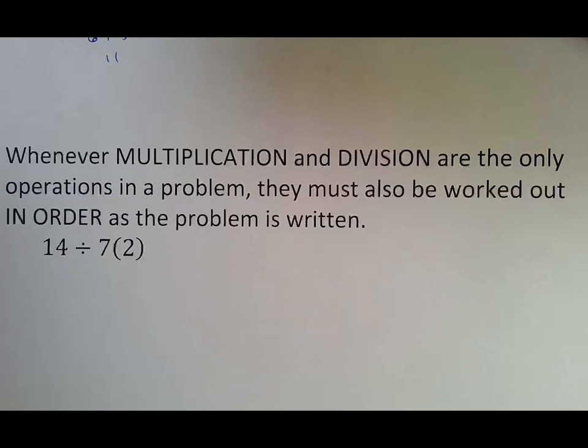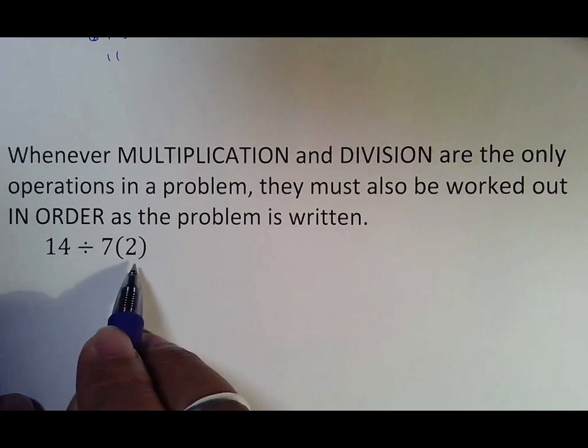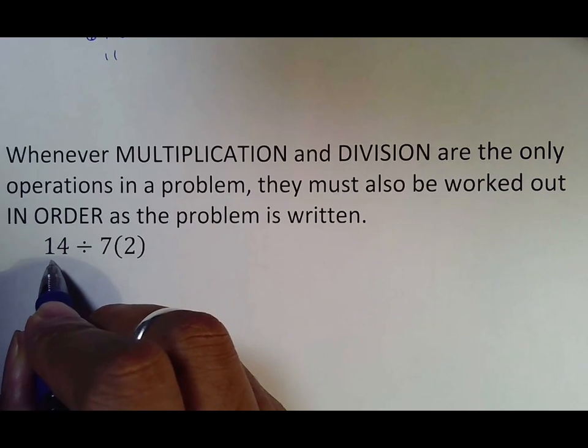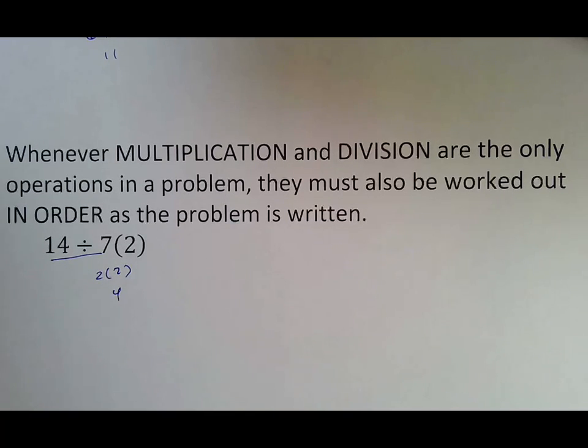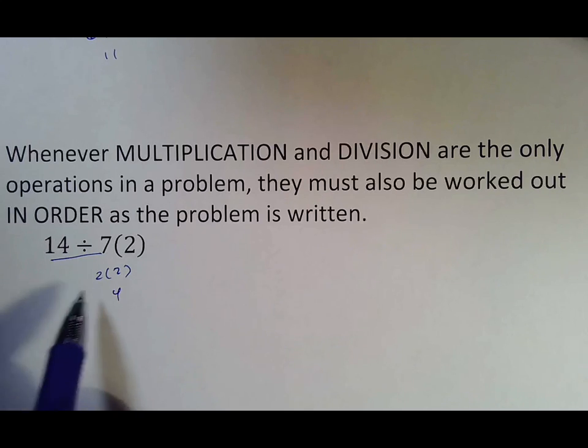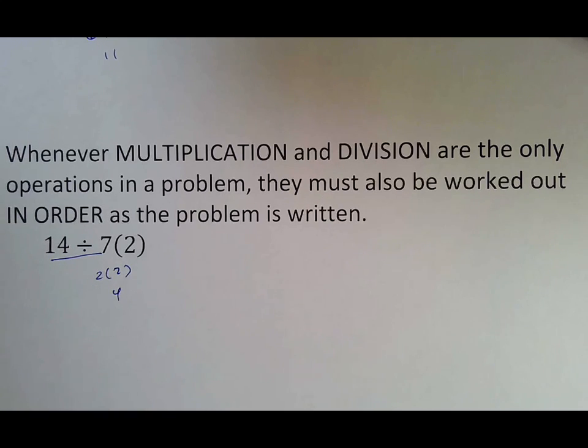Whenever multiplication and division are the only operations, again, because they are even, they must also be worked out in order. So you don't do 7 times 2 just because you want to. You have to do them in order. So 14 divided by 7 goes first, and then 2 times 2 goes second. So keep that in mind. Plant this into your memory. Work this out from left to right.